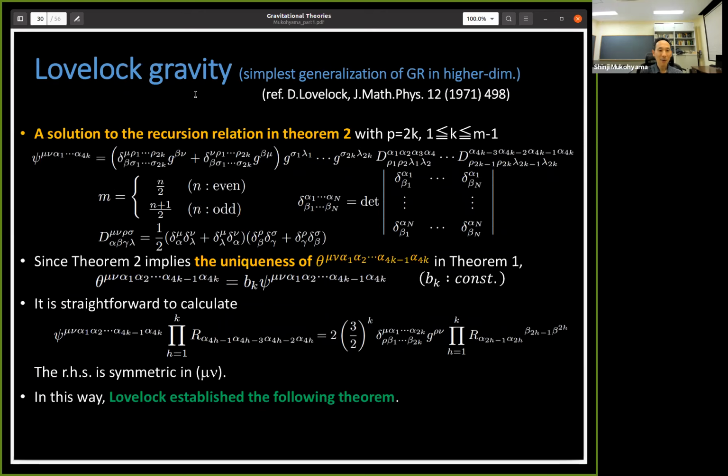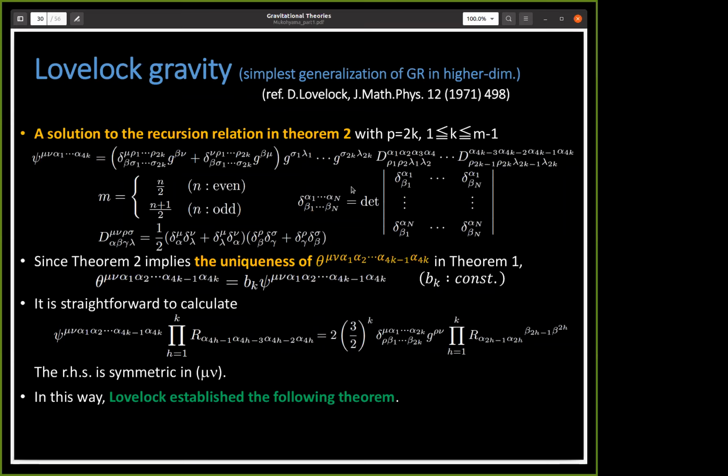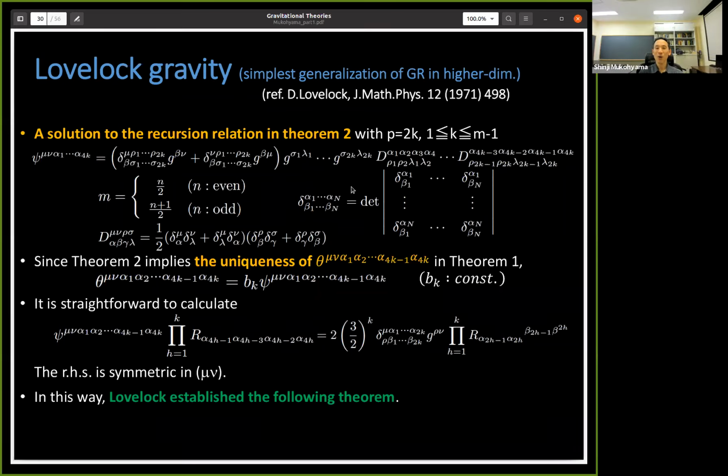Fortunately, Lovelock found a solution to the recursion relation in theorem 2, and the solution is given by this. Actually, theorem 2 tells us that the solution is unique up to an overall constant. So the solution is the solution. Okay, so the solution is given by this.